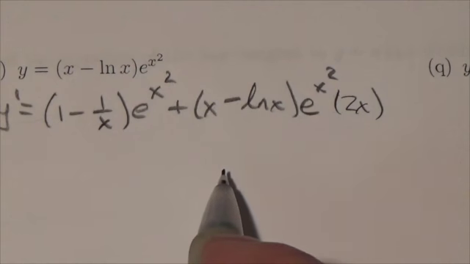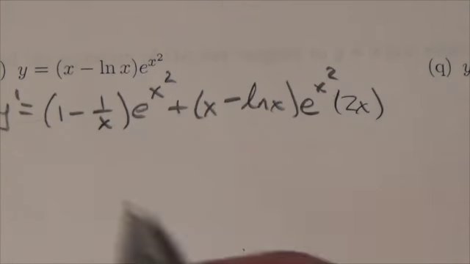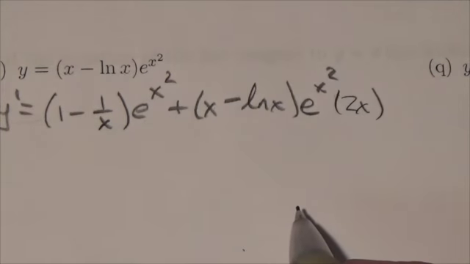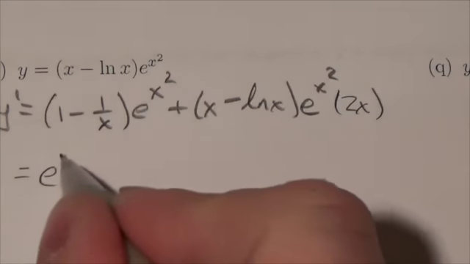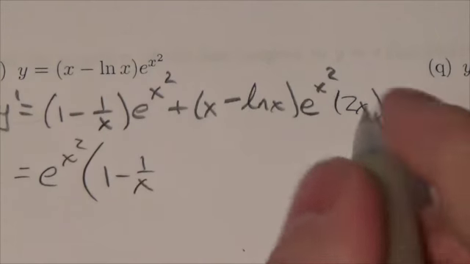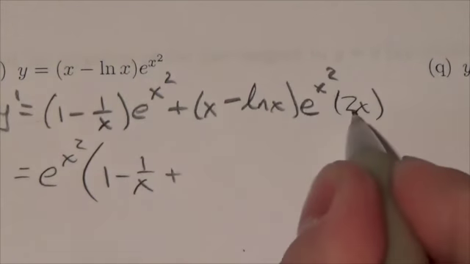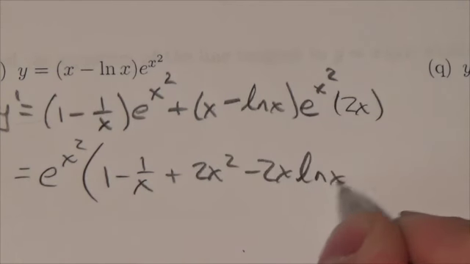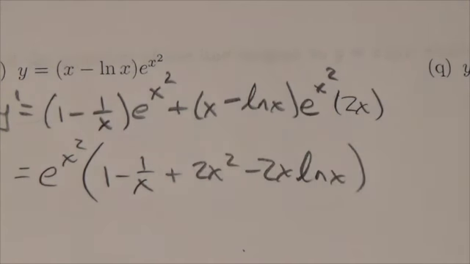I'm just taking a quick look here. Yeah, not really a whole lot that I can do. So it's probably safe to say that that's what you want to write here. Now we probably could, for example, factor out the e to the x squared, and then you're left with 1 minus 1 over x, plus 2x squared minus 2x natural log of x when you multiply that 2x through there.